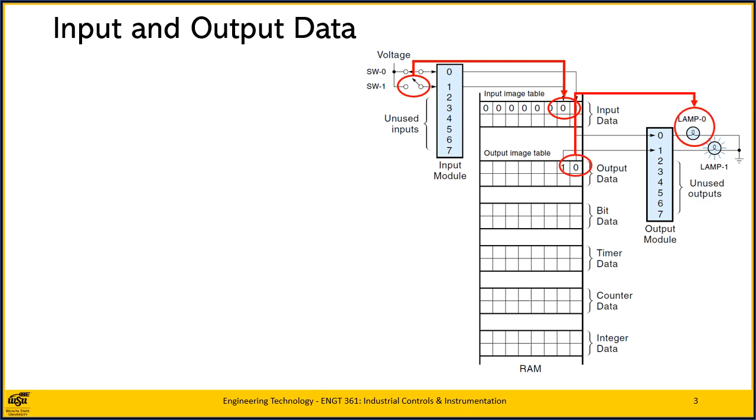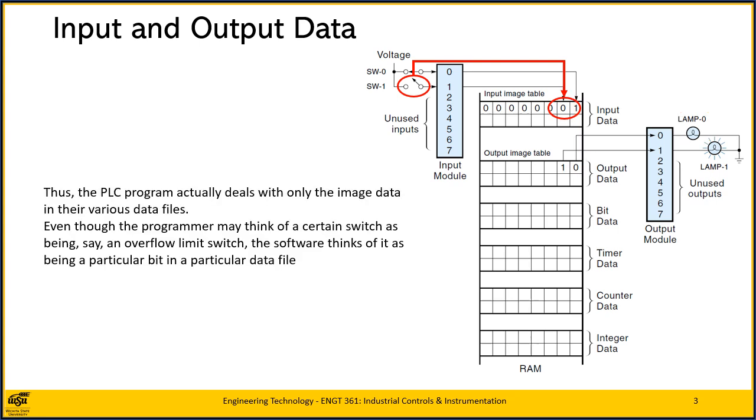Similarly, data in the output data file, called the output image table, are automatically transferred to the output module terminals. Thus, the PLC program actually deals with only the image data in the various data files. That is why each device on the ladder diagram, be it switch, relay, timer, or whatever, is identified by its address in RAM, even though the programmer may think of a certain switch as being, say, an overflow limit switch. The software thinks of it as being a particular bit in a particular data file.